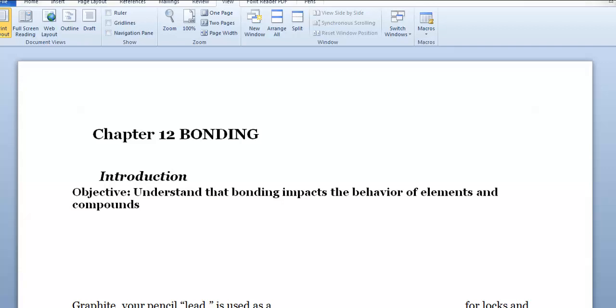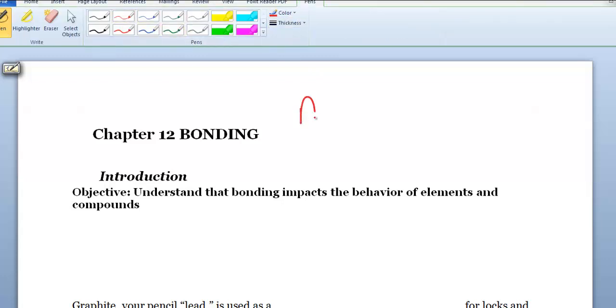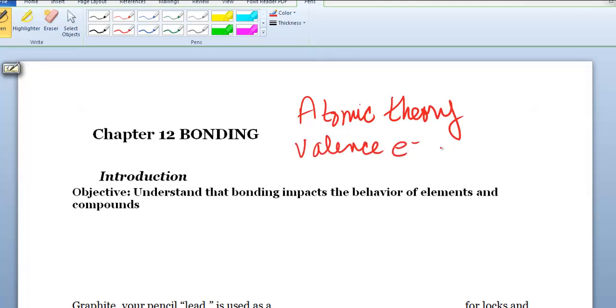Well, now that we have completed our study of atomic theory, one of the last areas that we talked about had to do with valence electrons. Valence electrons are the electrons that are available for bonding. They're the outermost electrons, and those outermost electrons are the ones that actually cause interactions and chemical reactions to occur. How they bond, which is the word we use to talk about that chemical interaction, impacts the behavior of elements and compounds.